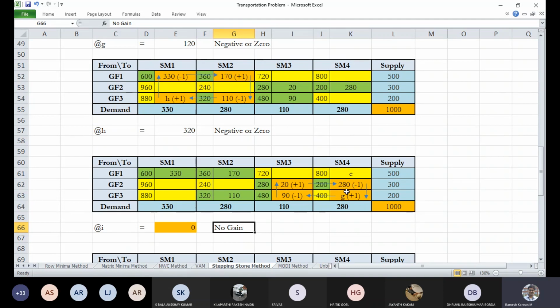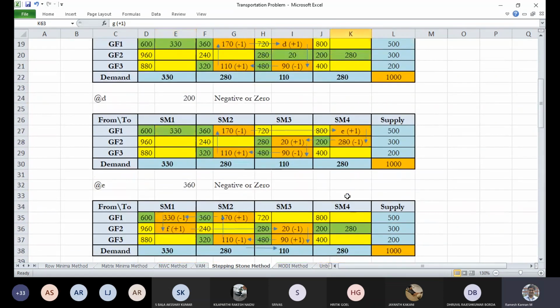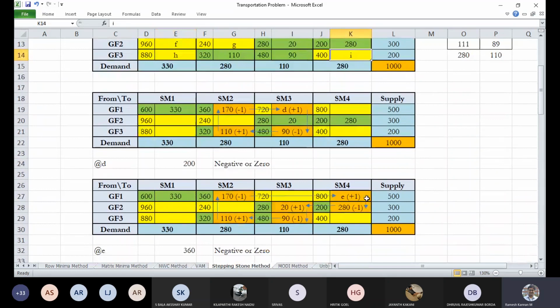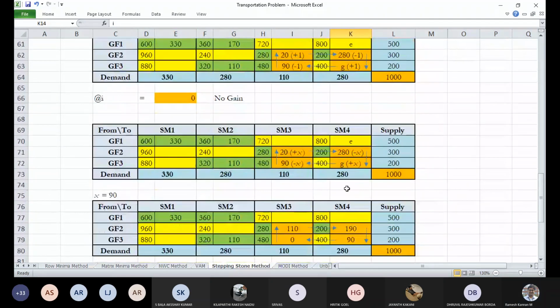For this case we have got only 0, and we had checked almost everything starting from D, E, F, G, H, and this is actually I, I guess. So it should be I. Yeah, it should be I, not G. Yeah, it's I.